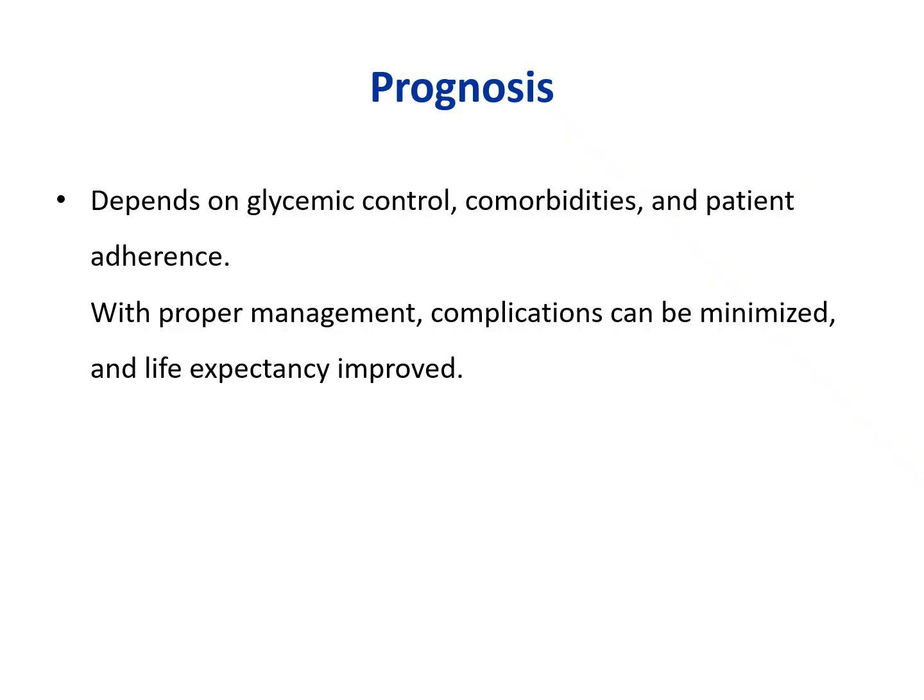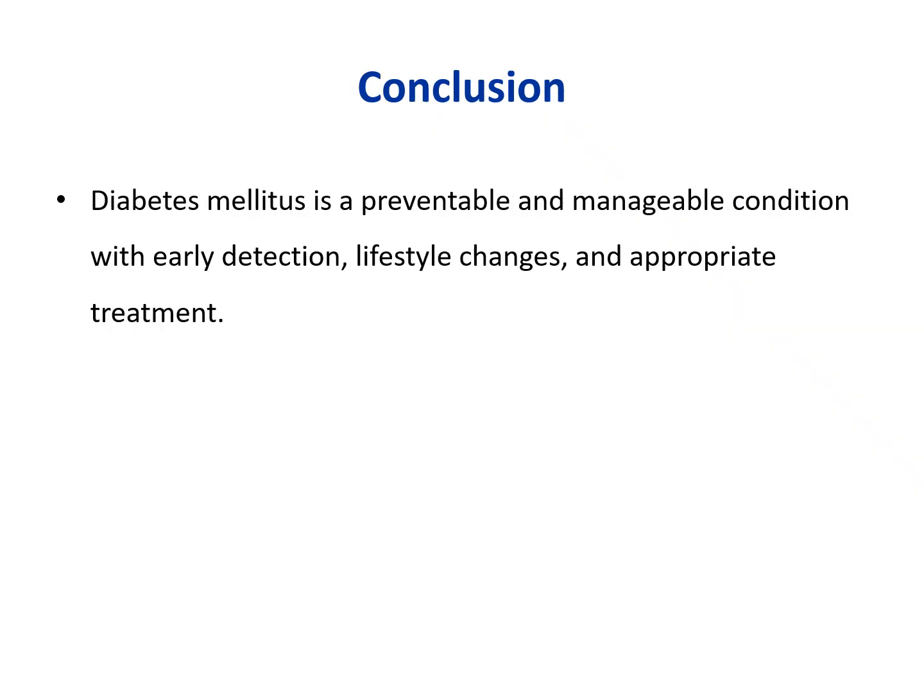If they don't follow properly, they don't control, they have other conditions with the disease, they don't want to treat themselves, they don't do lifestyle changes, they don't do exercise, then the disease can worsen. So with proper management, complications can be minimized and life expectancy is improved. We can control the prognosis of the disease.